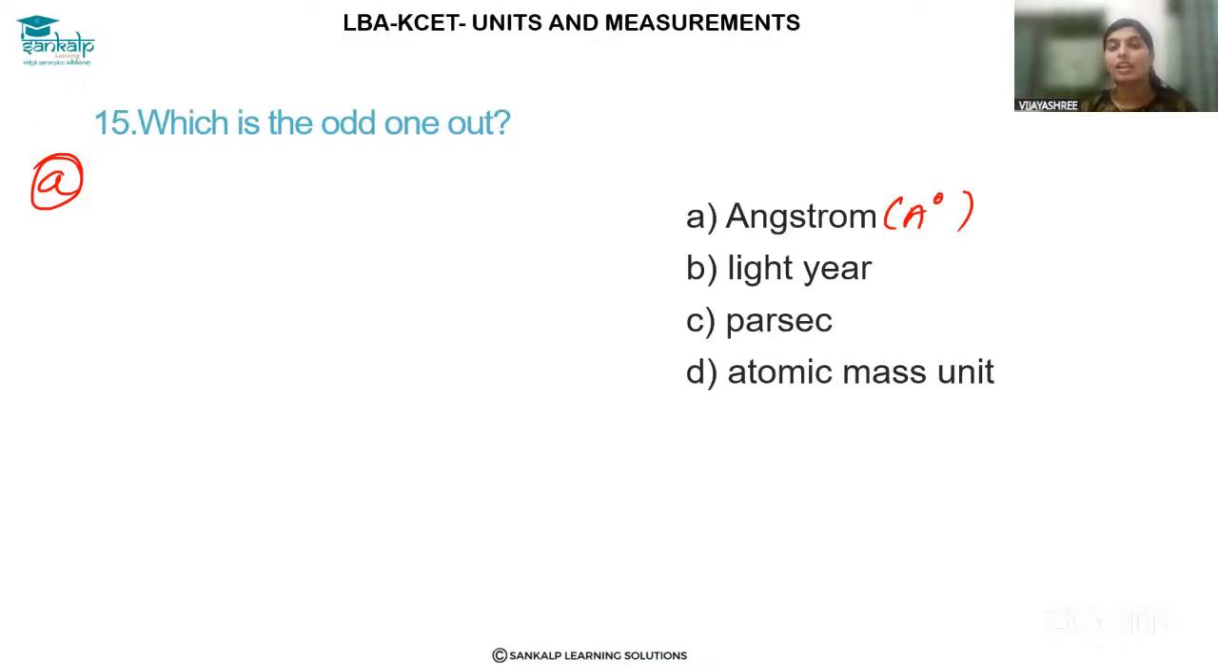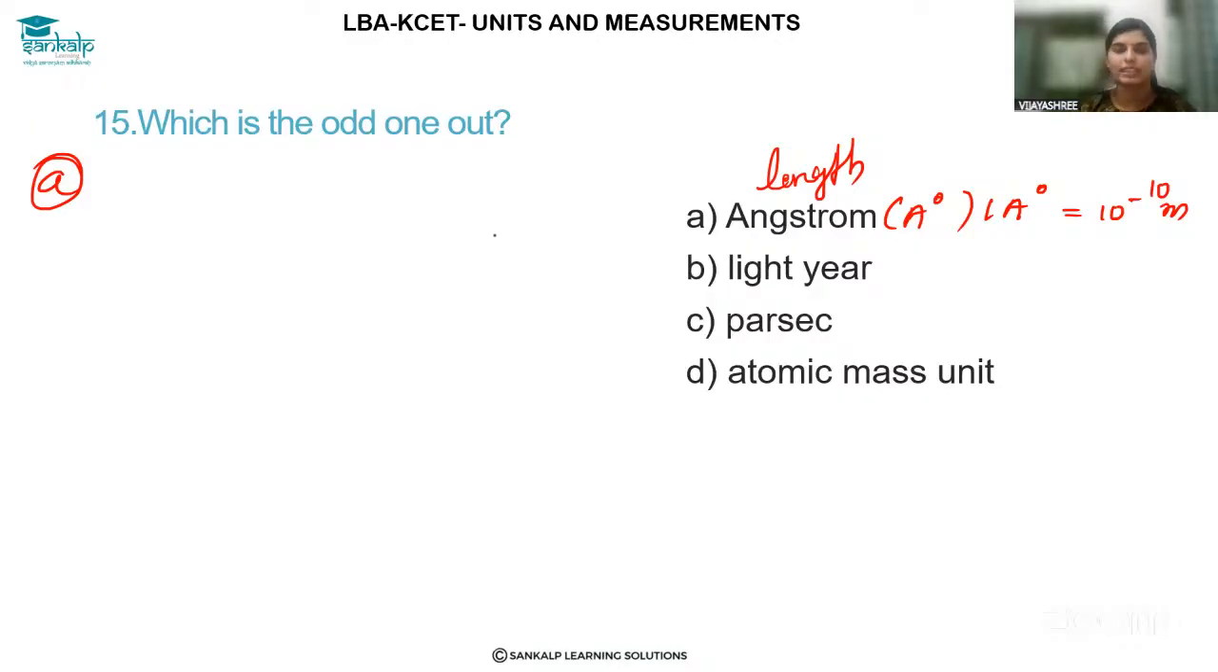ಇವನ್ನೆಲ್ಲ ನಾವು ಆಮ್ಸ್ಟ್ರಾಂಗ್ ಅಂತ ಹೇಳ್ತೀವಿ. ಸೊ 1 ಆಮ್ಸ್ಟ್ರಾಂಗ್ ಅಂದ್ರೆ ಎಷ್ಟಾಯ್ತು? 10 to the power minus 10 ಮೀಟರ್ ಅಂತ ಆಯ್ತು ಅಲ್ವಾ? Atomic size measurement, molecular size measurement, ಅಥವಾ wavelength of light, all these things expressed in Armstrong. So this is the unit of length only. Armstrong ಅಂದ್ರೆ length. Light year ಅಂದ್ರೆ ಏನು?